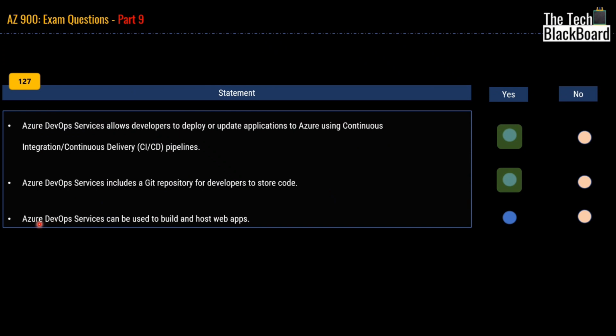Moving on with the third statement, we have Azure DevOps Service can be used to build and host web apps. We have just seen that Azure DevOps is a service that is used to build CI/CD pipeline. It also helps you to have a Git repository. However, it has nothing to do with building a web app. So the correct answer for this statement is no.